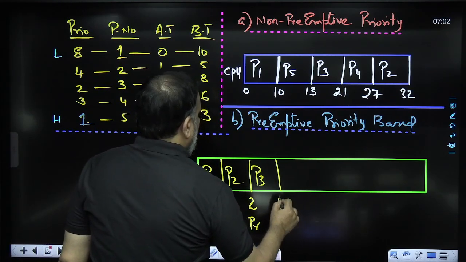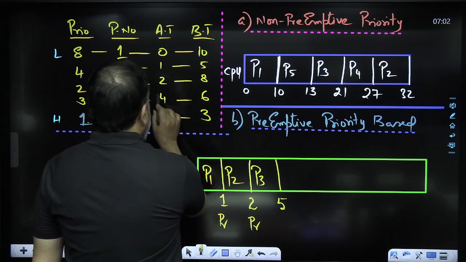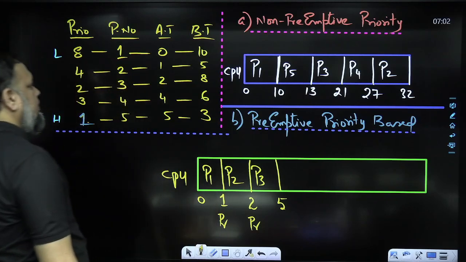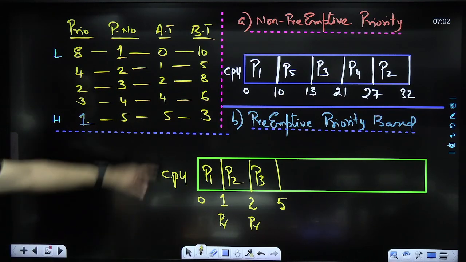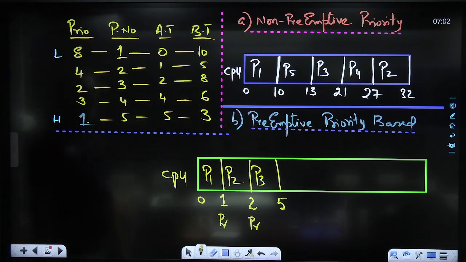The next process arrives at time 5, so P3 has run for 3 units. Its balance is still 5, because its burst time is 8. So it has run 3 units.